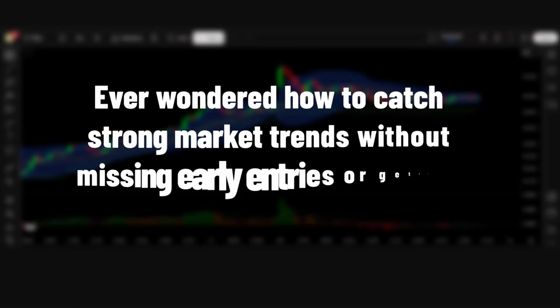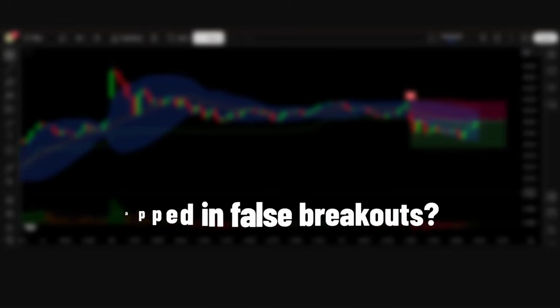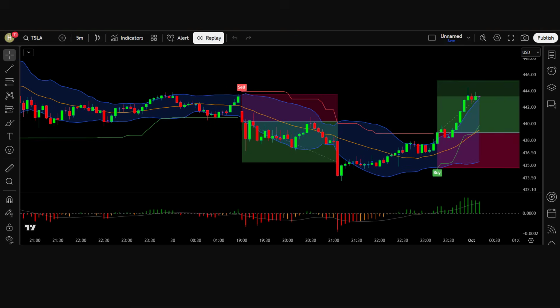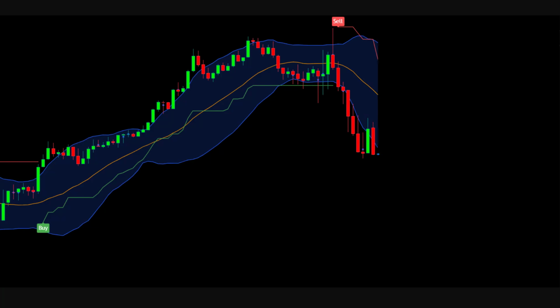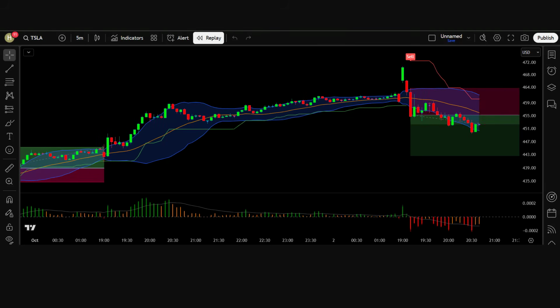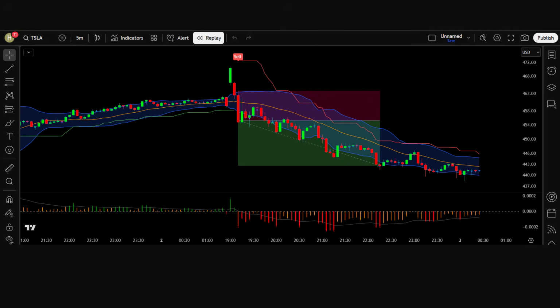Ever wondered how to catch strong market trends without missing early entries or getting trapped in false breakouts? That's exactly what the Bollinger Bands plus SuperTrend indicator combo helps you do. This setup combines the power of volatility and trend-following logic, giving you crystal clear buy and sell zones right on your TradingView chart. This dual confirmation filters out market noise and keeps you aligned with the dominant trend.